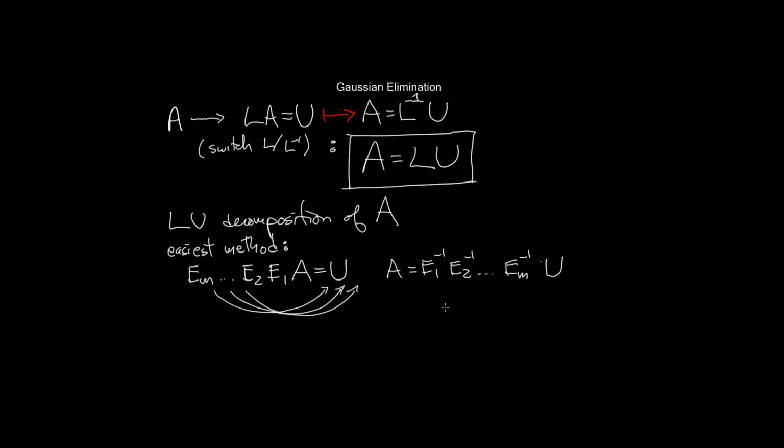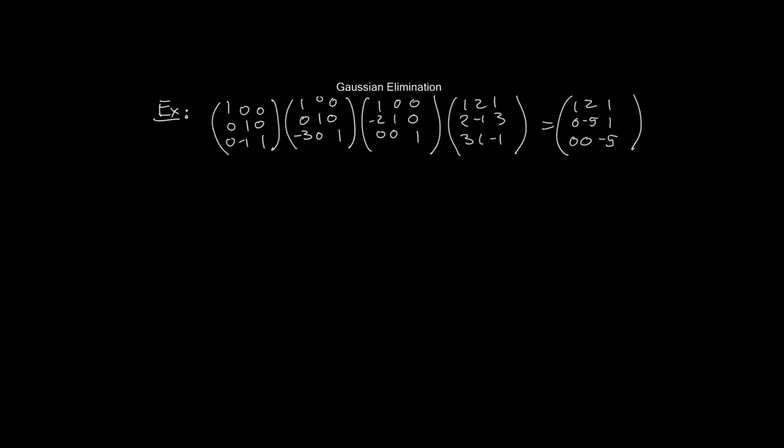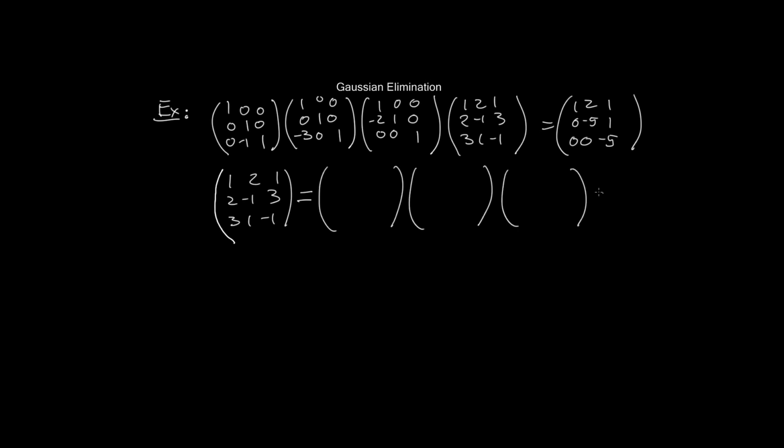So let's look at that in our previous example. Here I've written out our example. I've written A, multiplied it on the left by 3 lower triangular matrices to get U, and I want to show how you move everything to the other side. So the way this works is the following. Here's my matrix A, and the first thing I'm going to do is put in some empty matrices here. I'm going to write A is equal to a product of 3 matrices times U.